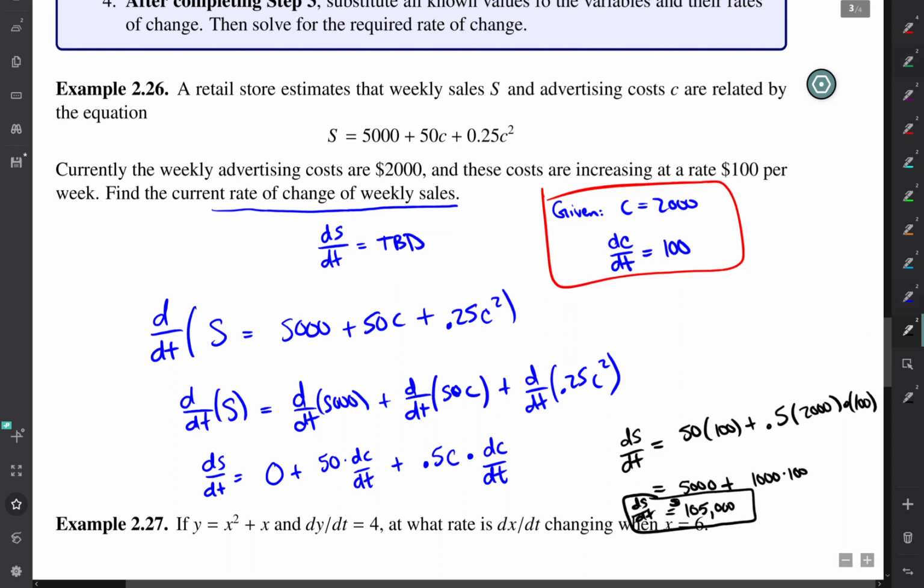Okay, so again, what we're looking for is the current rate of change of weekly sales, and with this calculation we see that the rate of change of weekly sales, dS/dt, is $105,000 a week. So our sales are going up $105,000 each week.